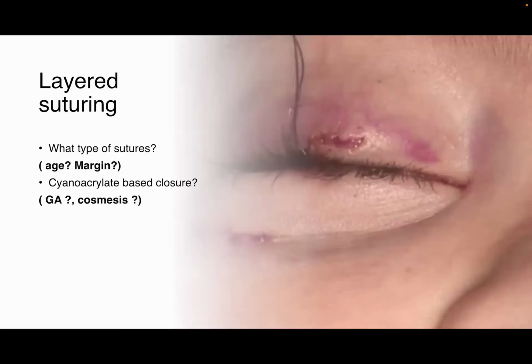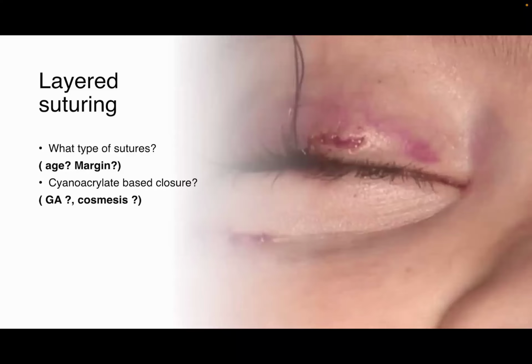For the margin, we can still, like adults, go with silk, the traditional silk that can be used for skin and margin. But the thing you should keep in mind is that these are children. You might need general anesthesia just to remove the suture. That's why in younger children we prefer to use absorbable sutures, because non-absorbable ones might need general anesthesia to be removed.